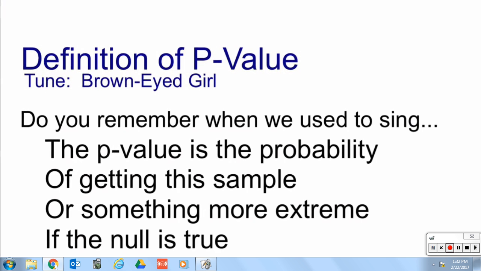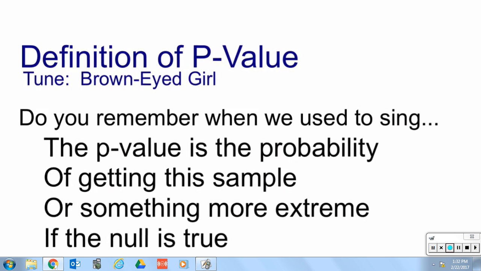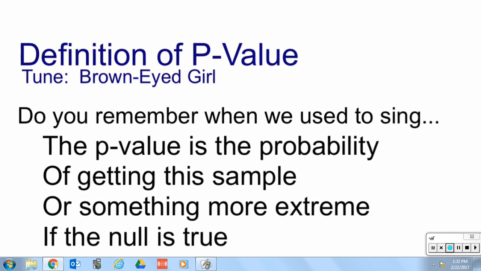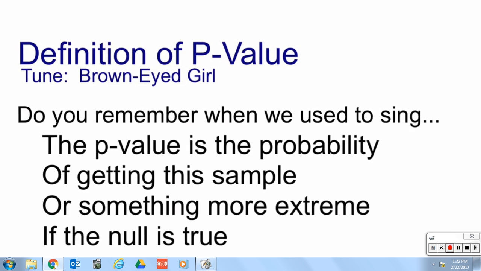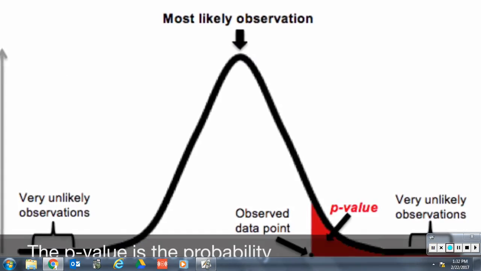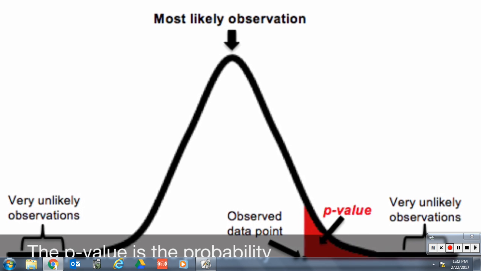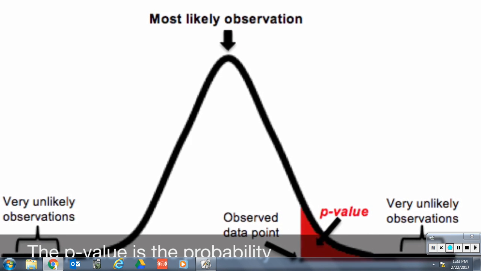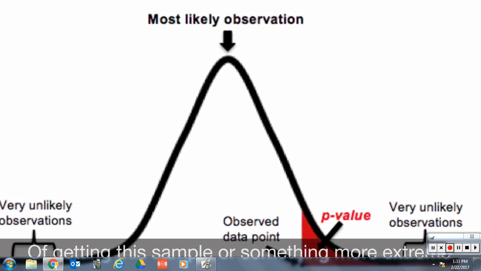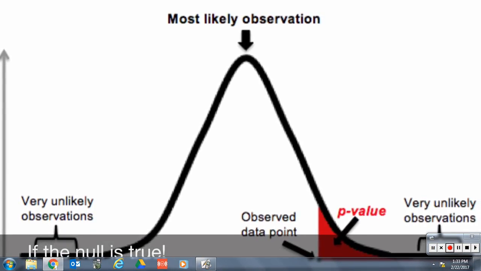Do you remember when we used to sing: the p-value is the probability of getting this sample or something more extreme if the null is true? Okay, good. Let's do it again. The p-value is the probability of getting this sample or something more extreme if the null is true.